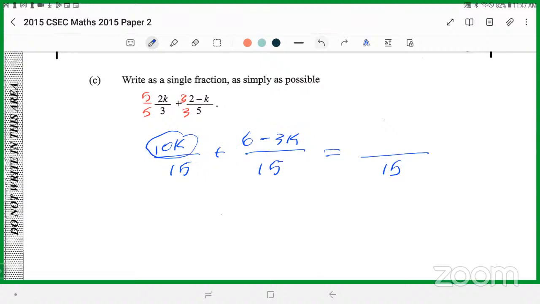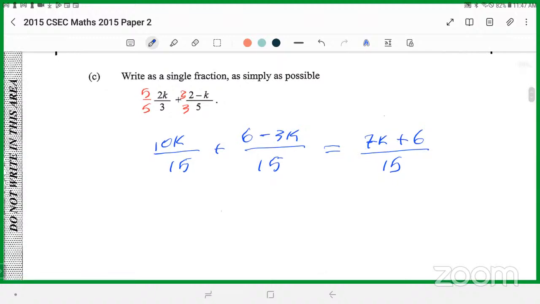All right, so in this case, it is 10k plus a negative 3k. So 10 minus 3 is 7. I'm going to write that. I'm getting 7k. And then it is nothing, no number over here, plus 6. So you're going to get plus 6. And that's the answer. Done right there. All right. 7k plus 6.